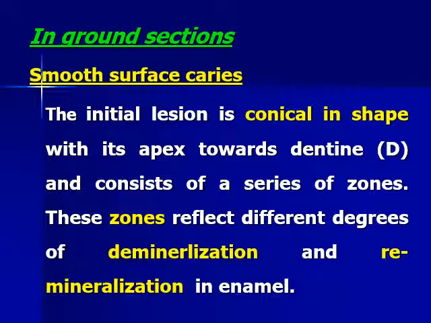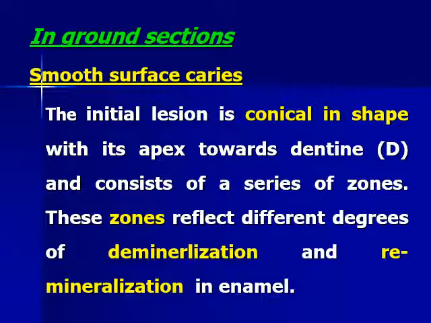So in a ground section, again, we'll divide caries in a ground section, and I told you how you prepare this ground section. We'll see the smooth surface first and then the pit and fissure. In this smooth surface, we see a conical shape. Conical is like a triangle, okay? The apex is facing towards the amelodentinal junction or towards the pulp, and the base is to the outside. This is in case of smooth surface caries.